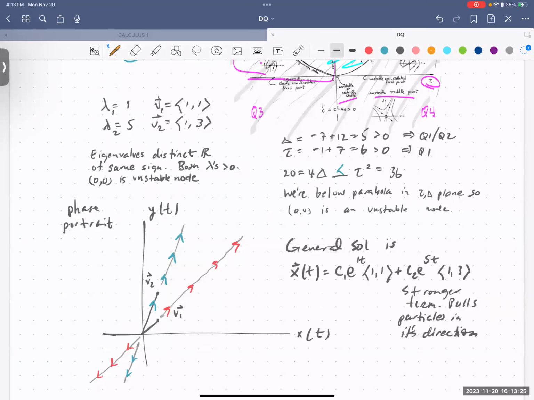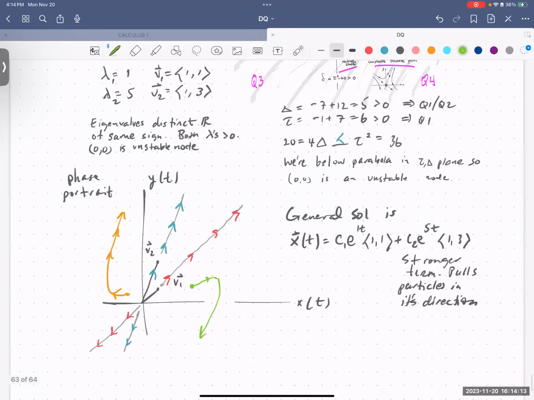particles in its direction. So if you had a particle, say here, it would curl this way, towards that line. Maybe it starts out going this way, but then the current of this other stronger line pulls it that way. If we had another particle, let's use green over here, it might start out going that way, but then it's going to curve and follow the trajectory of the stronger eigenline.